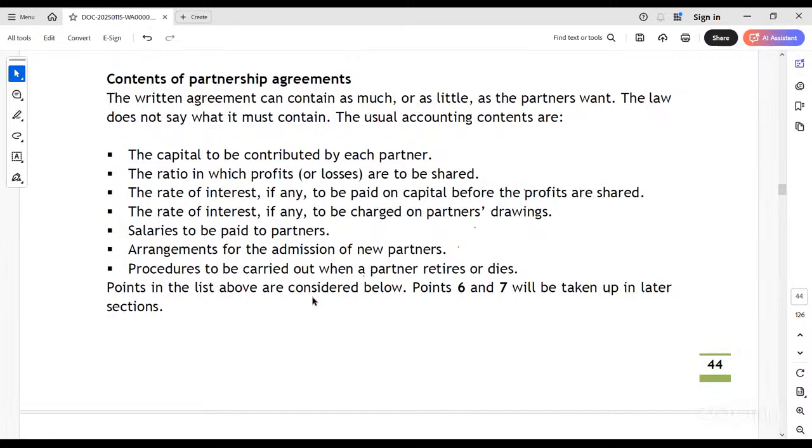So that is it. Those are some of the contents of the partnership agreement. They can ask you to explain like 2 or 3, 4 contents of the partnership agreement. So that is what we should expect to see in the partnership agreement.